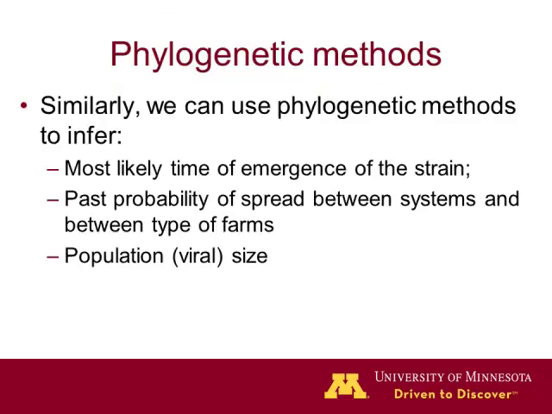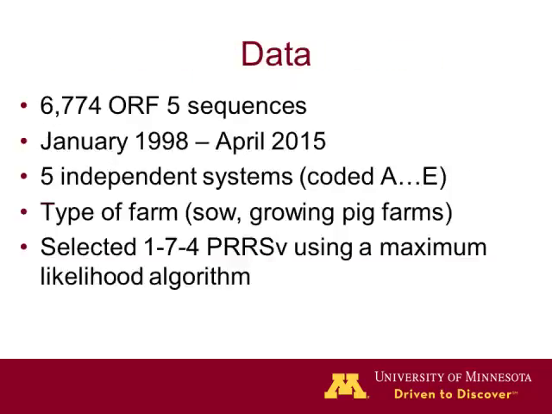Similarly to what I told before, what we can do is use phylogenetic methods to infer the most likely time of emergence of the strain, the probability of spread between systems and between types of farms, and the viral population size. And we did that with a sample of 5 independent systems. We collected the data from these systems: the sequences, locations, and times in which the samples were obtained, between 1998 and 2015. And those were almost 7,000 sequences.